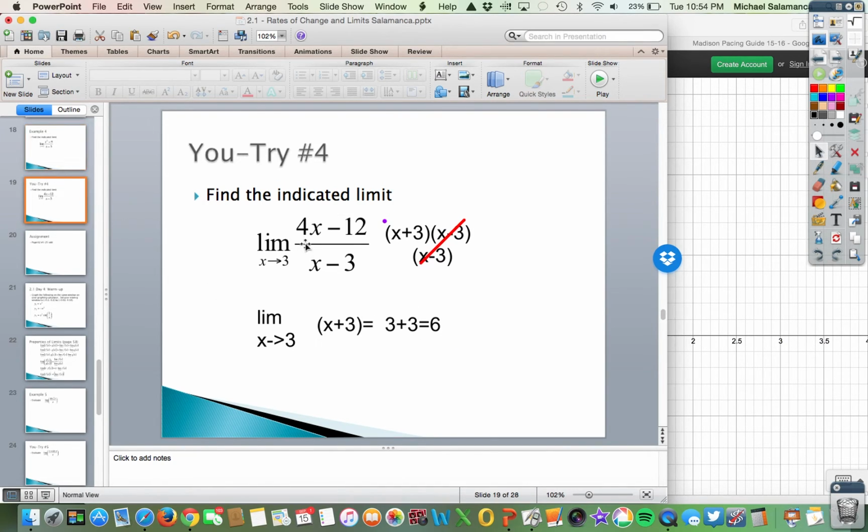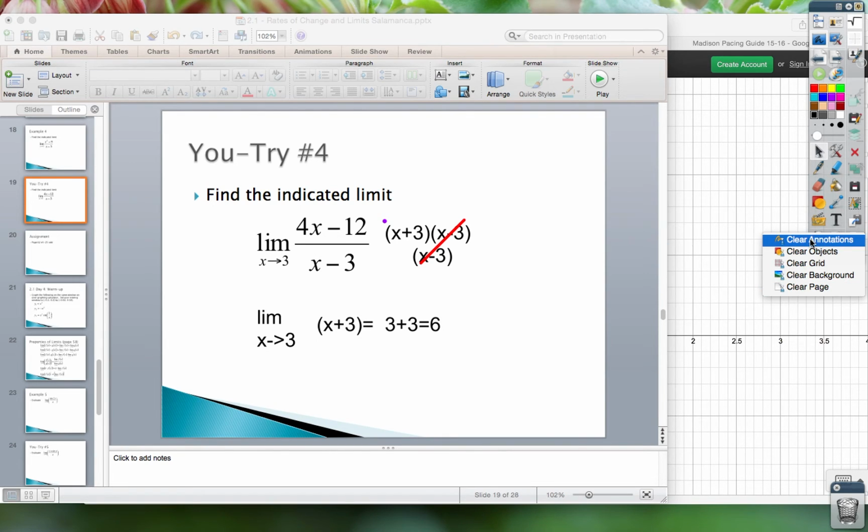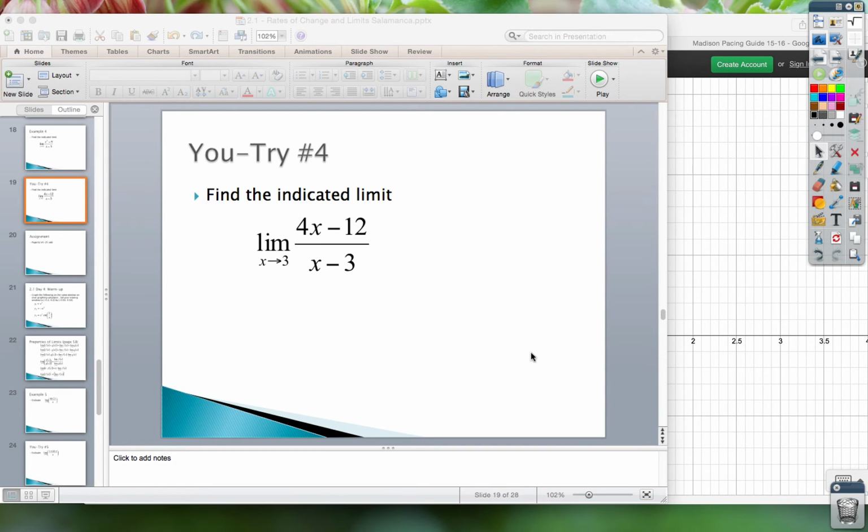Let's try one more time. In this you-try, this would be a great time for you to pause the screen and try it on your own. Hopefully you paused the screen and you're coming back to check your answers.